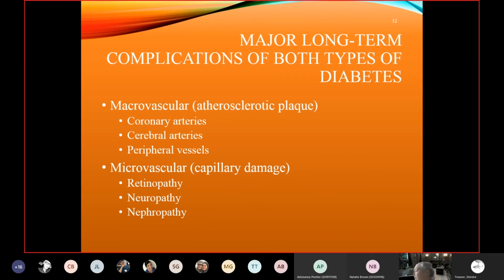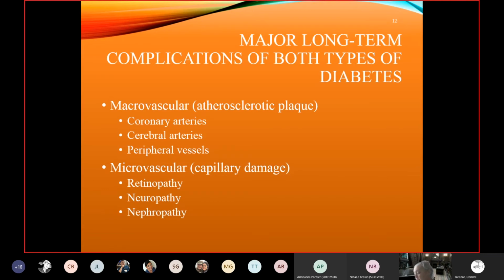So coronary arteries, you can have an MI, a heart attack. The cerebral arteries, you're talking about stroke. Peripheral vascular, you may end up with amputations or ulcers. Retinopathy, of course, damage to the retina can cause blindness. Neuropathy, very uncomfortable damage to the autonomic and somatic nerves.